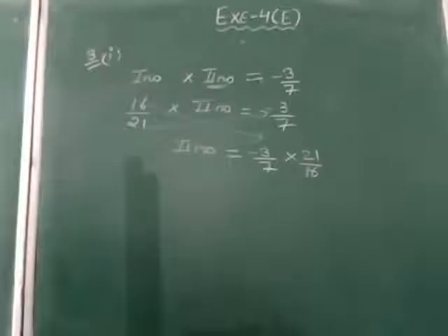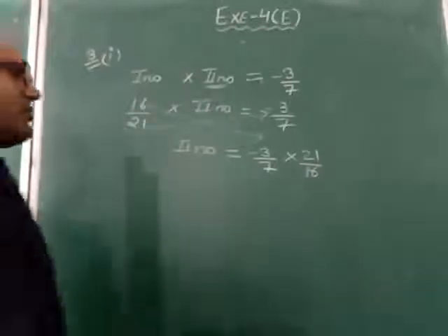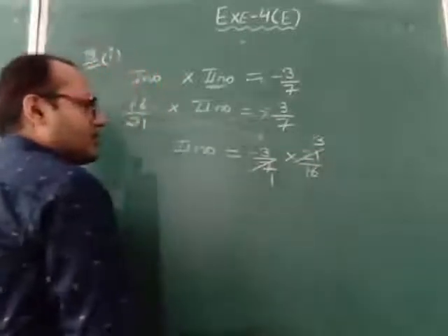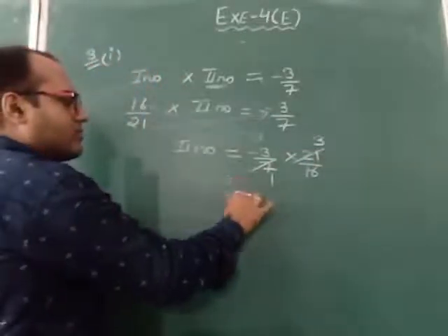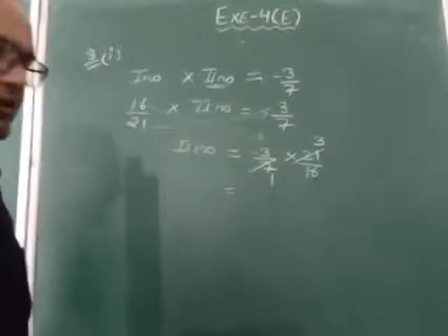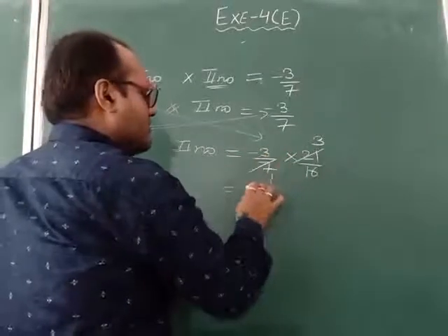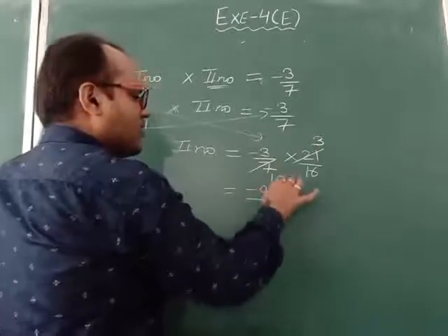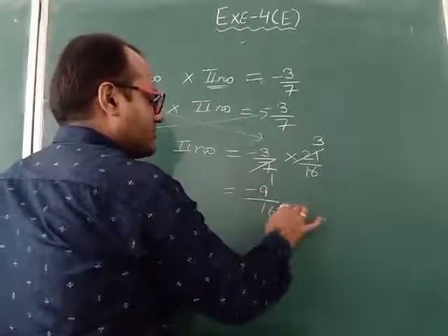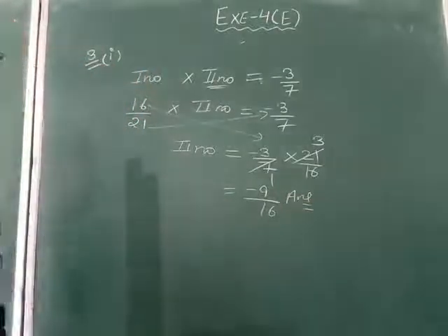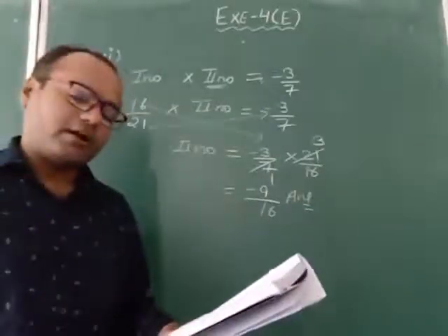Now we have to cancel these numbers with the same table. 7 1 ja 7, 7 3 ja 21. Now nothing else is getting cancelled here with the same table, so we have to multiply. Minus 3 multiply plus 3 will be minus 9 upon 1 multiply 16 will be 16. So our second number answer is minus 9 upon 16. So like this you have to do part number 1.